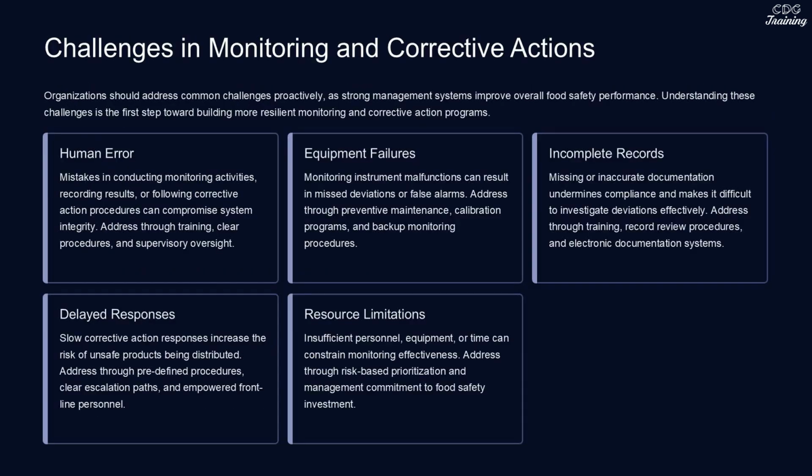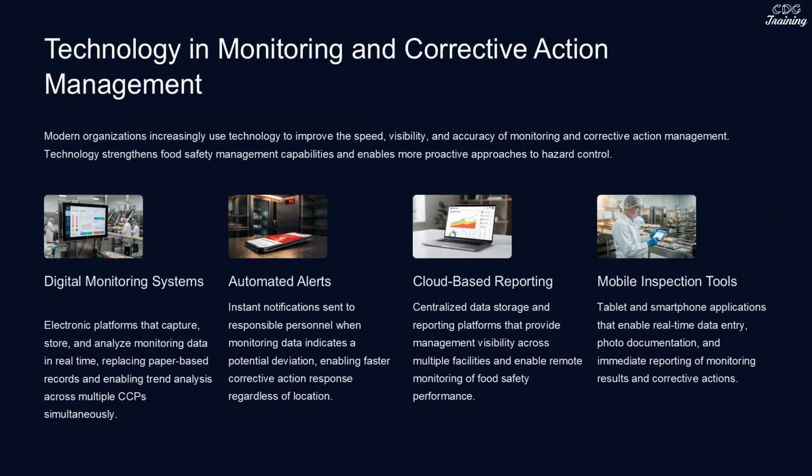Organizations face challenges in monitoring and corrective actions, such as human error, equipment failures, incomplete records, delayed responses, and resource limitations. Addressing these challenges is key to improving food safety performance. Technology plays a vital role in enhancing monitoring and corrective action management. Digital systems, automated alerts, cloud-based reporting, and mobile inspection tools improve visibility and accuracy, enabling proactive approaches to hazard control.